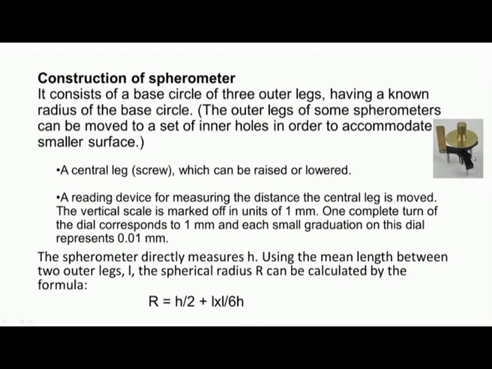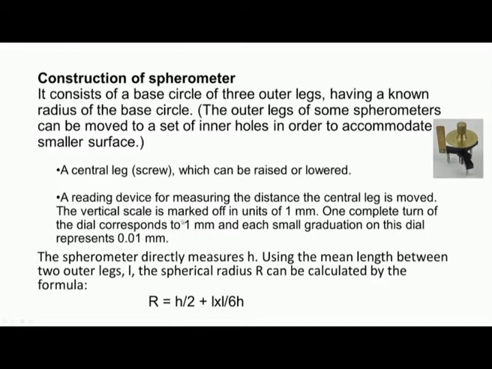The 3 ends of the 3 legs form the vertices of an equilateral triangle. The outer legs of some spherometers can be moved to a set of inner holes in order to accommodate smaller surfaces. As we can see here, there is a central leg, that is a screw, and there is a reading device for measuring by what distance the central leg has moved.